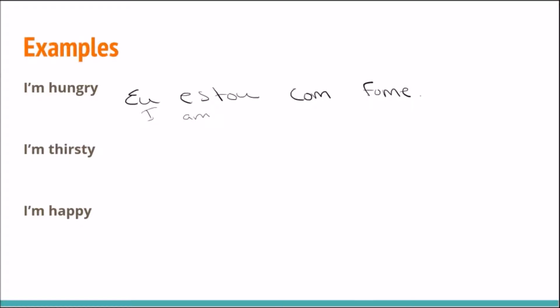Now, the formula on the previous slide was for just a simple adjective, right? I'm happy. For I'm hungry, there's one little modification to that formula, and it's just that you're adding this word com, which is with. So, eu estou com fome. I am with hunger, right? For thirsty, eu estou com sede. I am with thirst, okay?